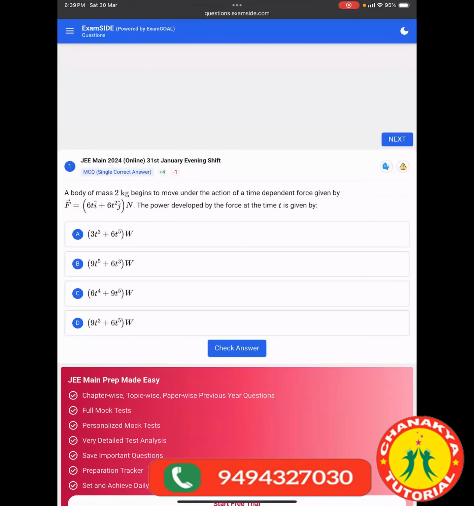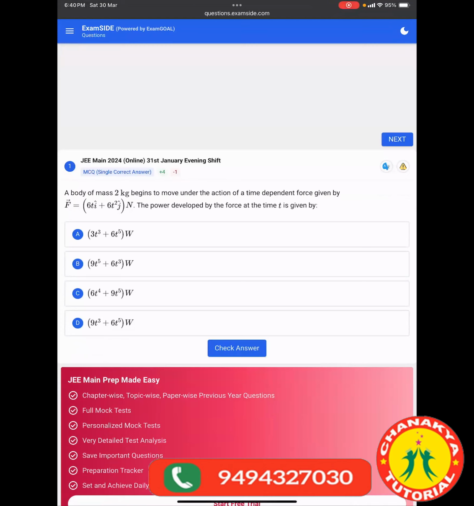Okay, sir. A body of mass 2 kg begins to move under the action of a time-dependent force given by this. The power developed by the force at time t is given by. Power I have not taught you yet, right? Leave it. Come here.